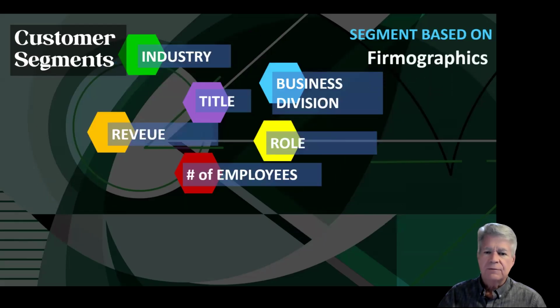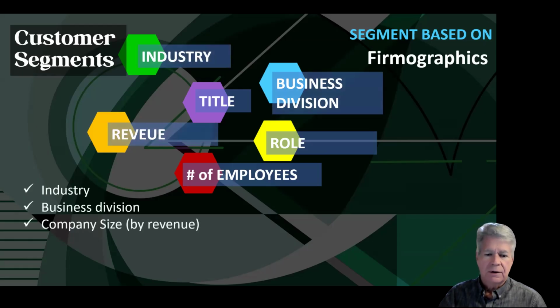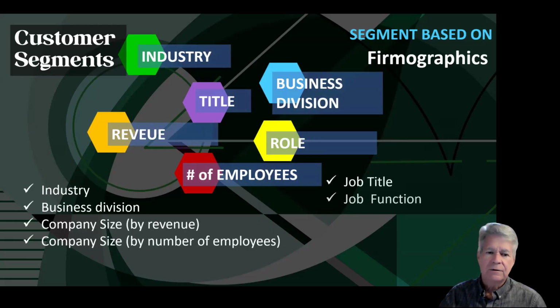You can target based on firmographics, which refer to specific information about a company, even down to individual roles in the company. You can target based on industry, business division, company size by revenue, or company size by number of employees. LinkedIn has a rich selection of audience targeting options based on individual employee information, including job title, job function, seniority, skills, and years of experience.